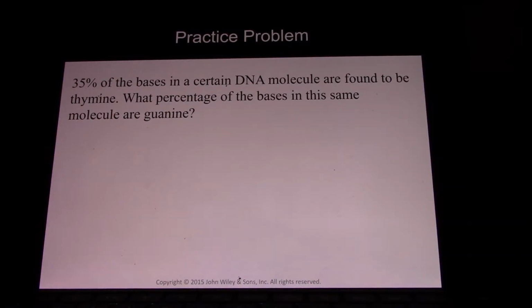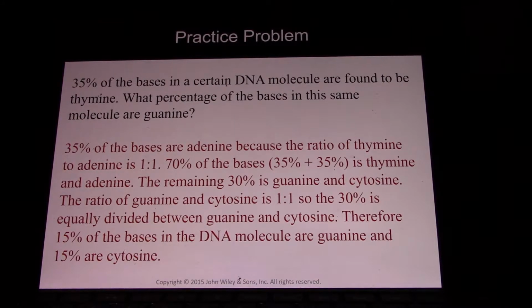35% of the bases in a certain DNA molecule are found to be thymine. What percentage will be guanine? Well, if 35% are T, then 35% will be A. So 70% will be A and T, leaving 30% for C and G. So we divide that by 2, 15%. 15% of the bases will be guanine, 15% of the bases will be cytosine, because your overall total has got to be 100%, and A will always equal T, C will always equal G.